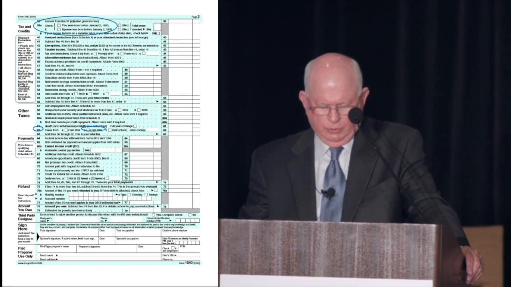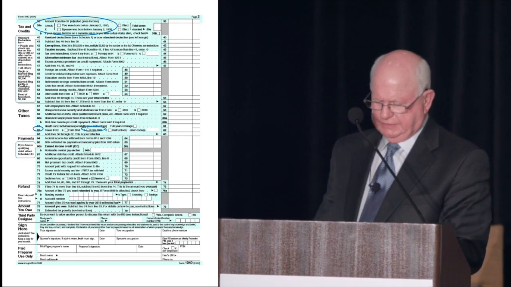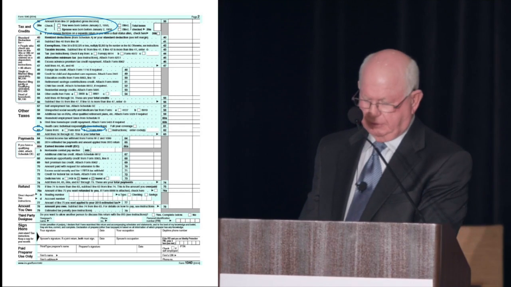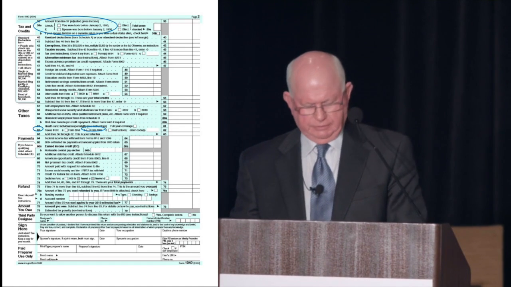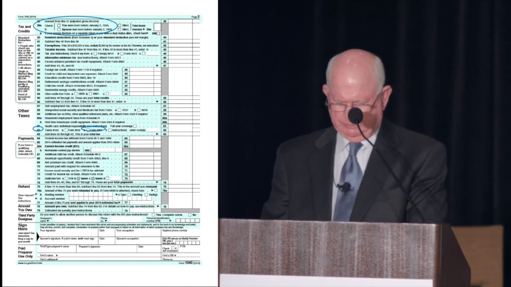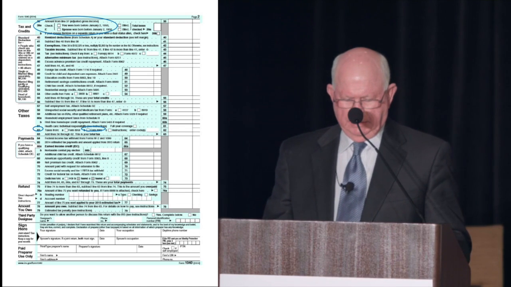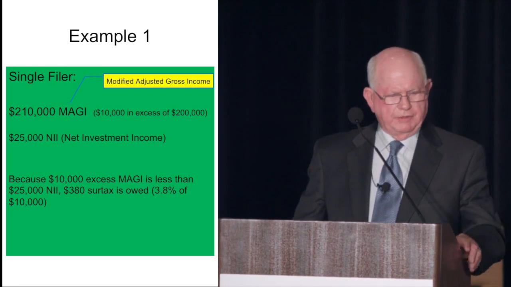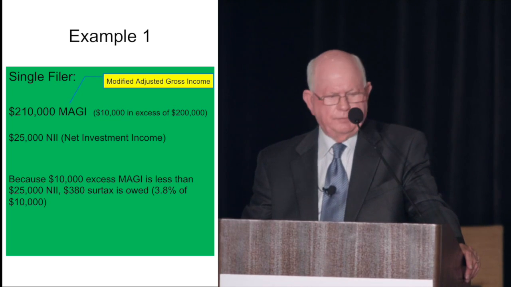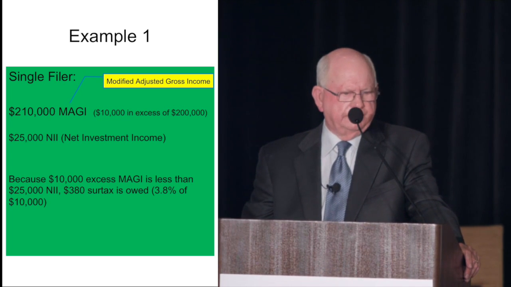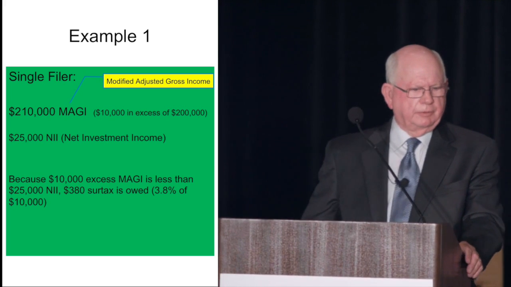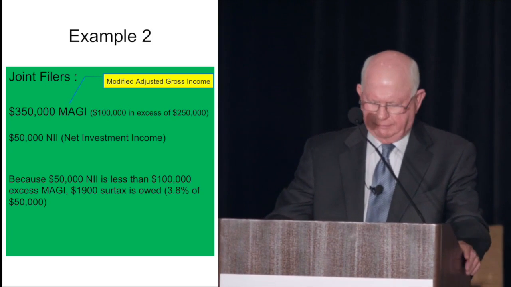So if a joint filer has MAGI in excess of $250,000 or a single filer in excess of $200,000, they're subject to this net investment income surtax. A couple examples, and I won't bore you with that. You can read that, how you determine that. And example number 2, another calculation of it.